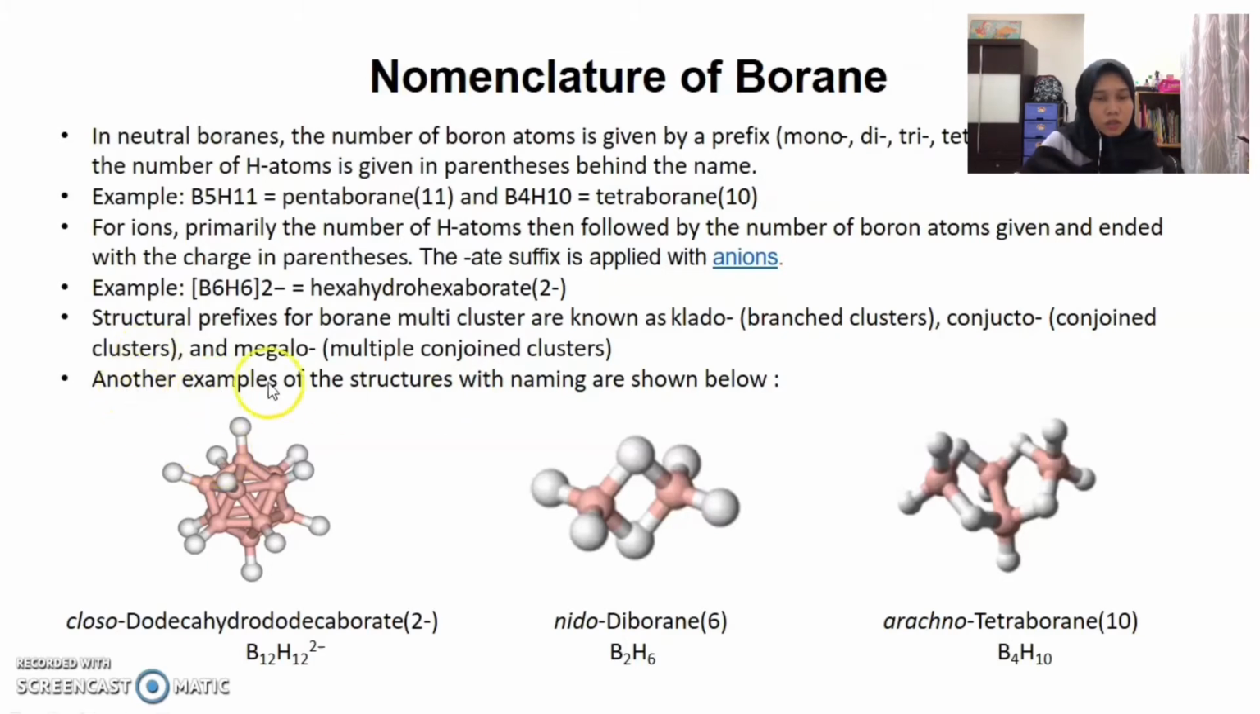This is another example of structures with the naming shown below. This is closo type, named dodecahydrododecaborate(2-), B12H12 2-. This is nido type, named diborane(6), the simplest borane structure, B2H6. And lastly is arachno type, named tetraborane(10), B4H10. So that's all for the structure and the nomenclature of borane.